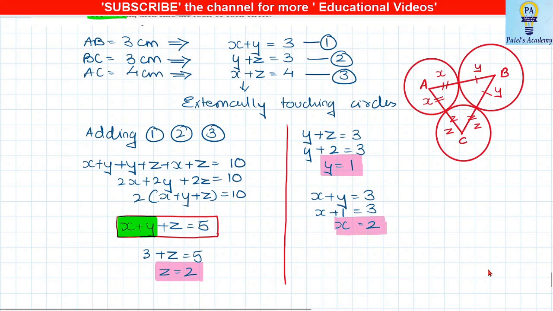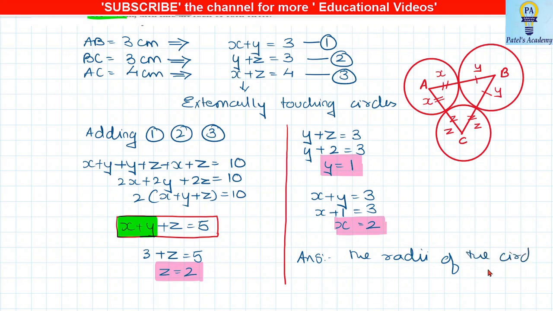So my final answer is, the radii of the circles are 1 centimeter, 2 centimeter, and 2 centimeter. Okay, 1, 2, and 2. This is how we do the sum.